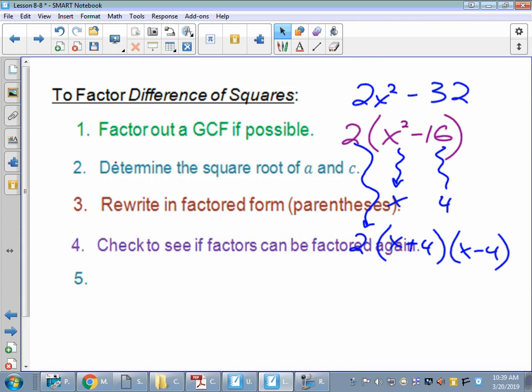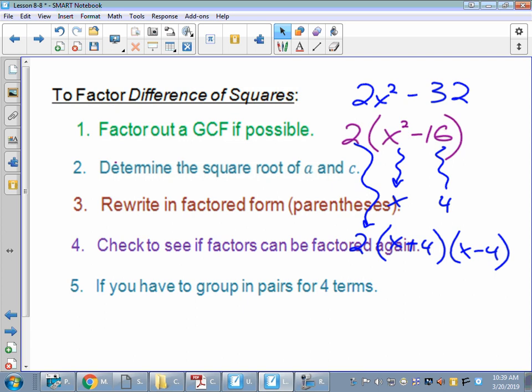And finally, we're going to check to see if the factors can be factored again. Can they be factored again? In this case, they can't. So if you have to, factor some more. In this case, they can't be. So if you have to, group in pairs, remember, if there's 4 terms. Okay, so those are your step-by-step stuff there.